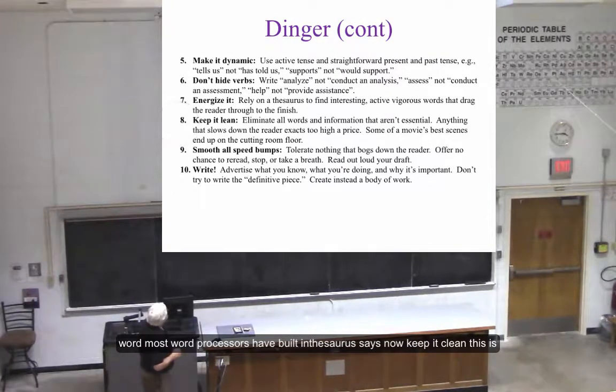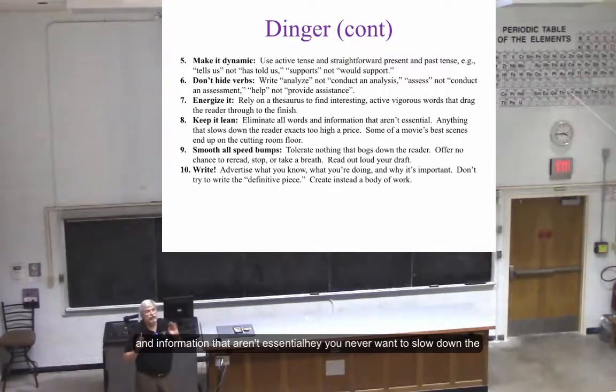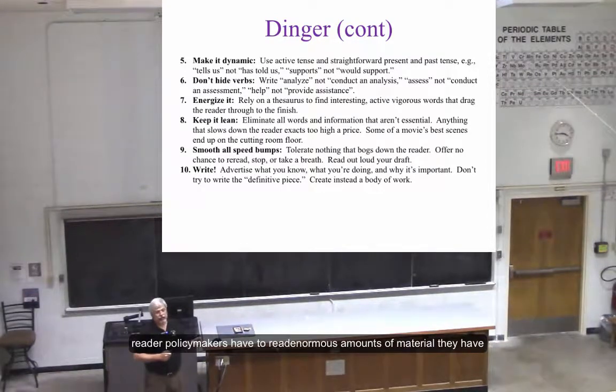Keep it lean. This is kind of going along with don't hide the verbs. You want to eliminate all words and information that aren't essential. Okay? You never want to slow down the reader. Policymakers have to read enormous amounts of material. They have to decide what they're going to read and what they're going to dish off to their subordinates to read. Okay? You're competing for the time of the person who's going to read your piece.